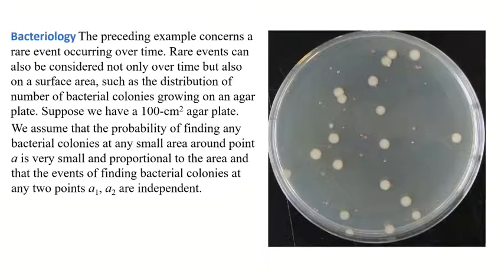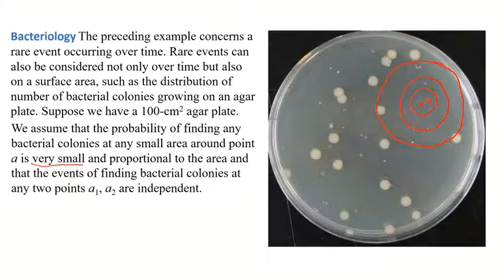We assume that the probability of finding any bacterial colonies at any small area around a point A, so let's say this is your point A, and then you have a small area around point A. The probability is very small, so there's that term again, probability is very small, and proportional to the area. Meaning to say, as you increase the area, your probability of finding a colony increases.